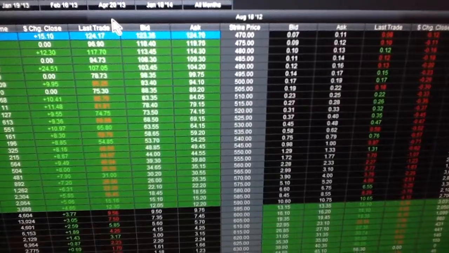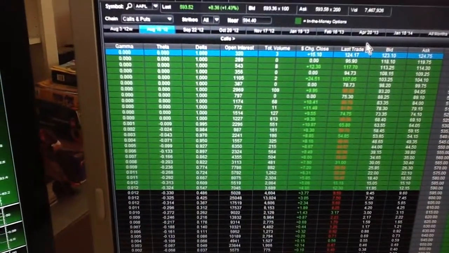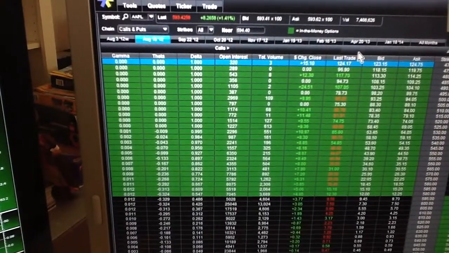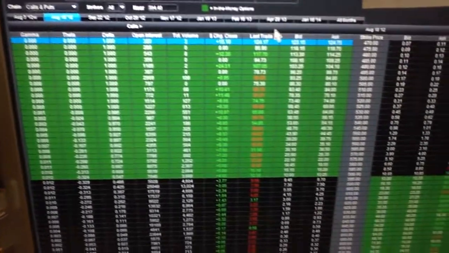These are E-Trade Pro options chains. I'm using this for informational purposes only. Alright, you can see the calls and the puts for Apple. Apple's trading at around $5.93.